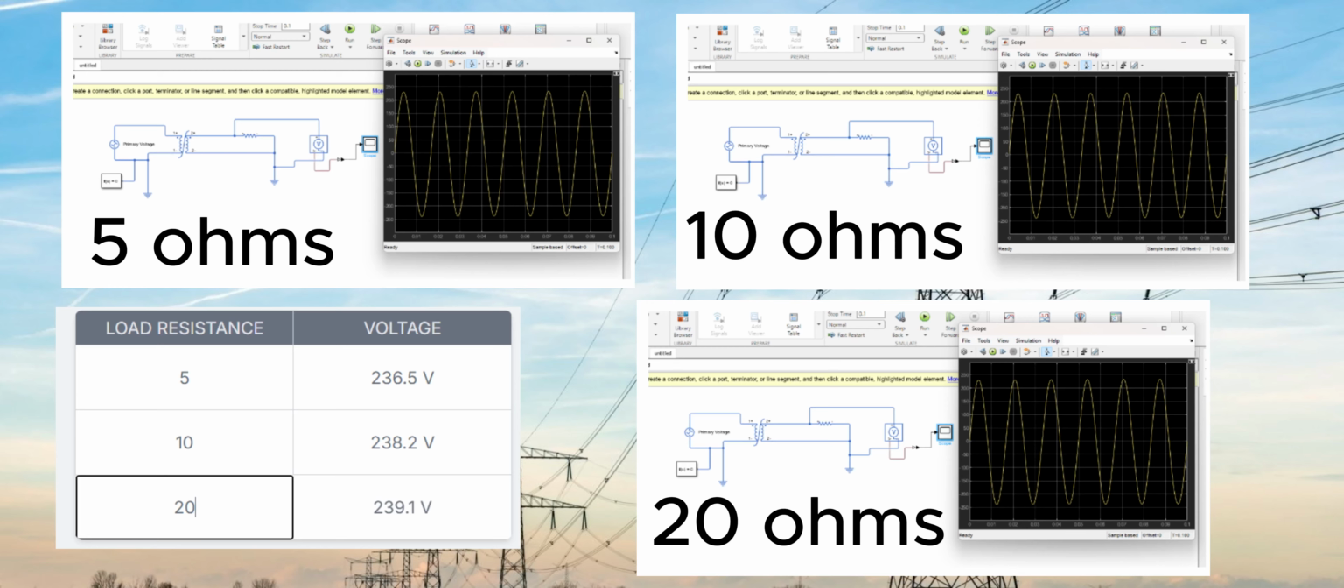Low resistance loads draw higher currents, which increased the voltage drop within the transformer and caused the secondary voltage to decrease. Through this activity, we gained a better understanding of transformers' operation and the relationship between load conditions and voltage regulation. The simulation demonstrated that although the voltage variations were relatively small, load resistance has a noticeable effect on transformers' performance.